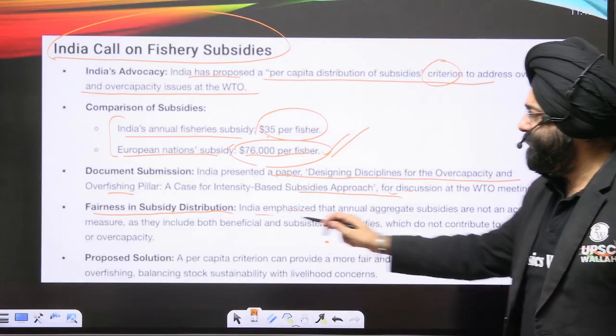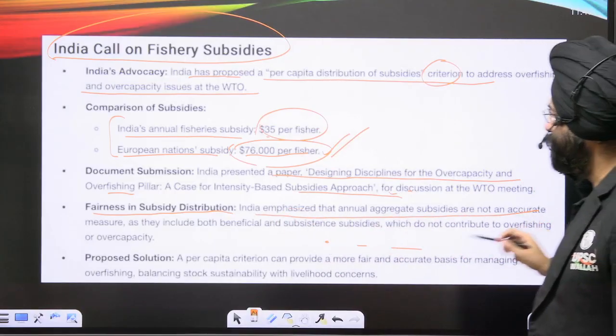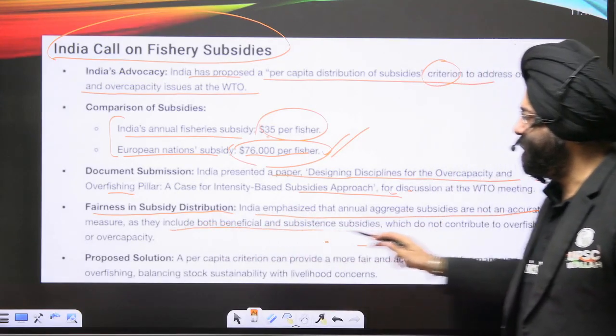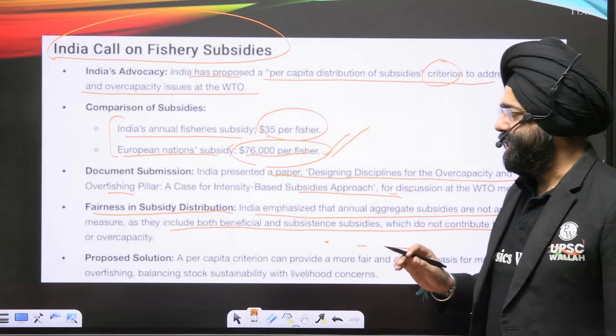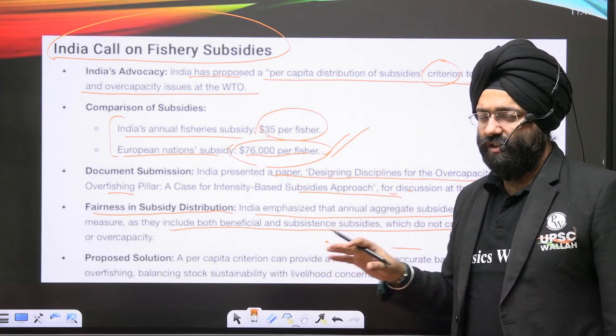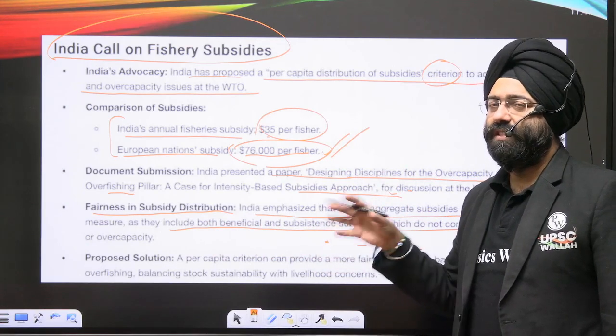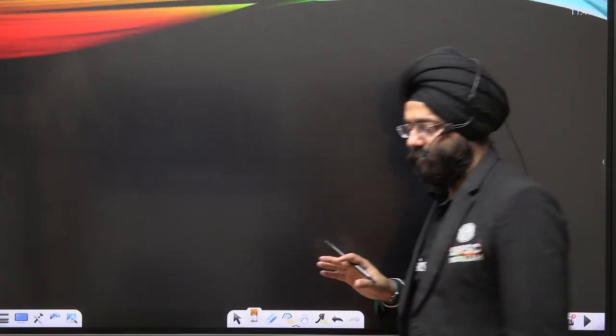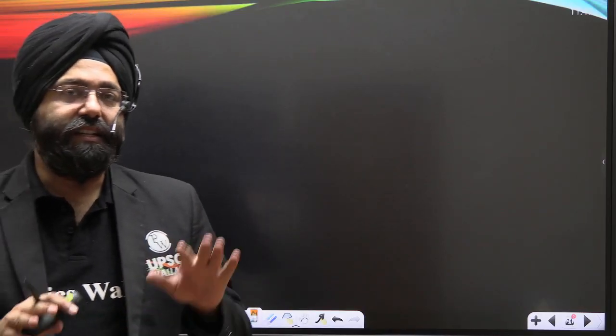So India emphasized that annual aggregate subsidy is not an annual measure. They include both beneficial and subsidies. Now please understand. So what they are saying is that you need to stop differentiation and the problems with respect to the subsidies that the WTO is basically creating right now. So you need to change the criteria so that there is parity between the developed and the developing nations, where India is one of the developing nations that is there.